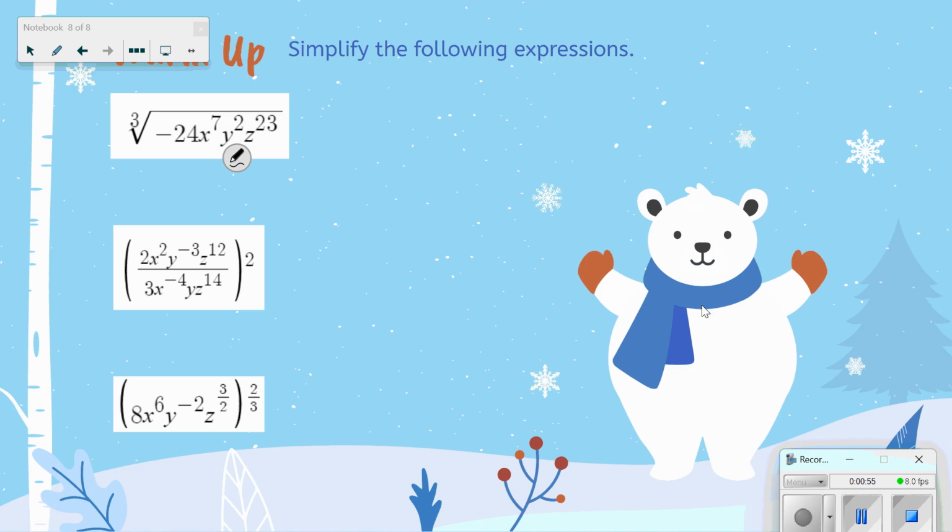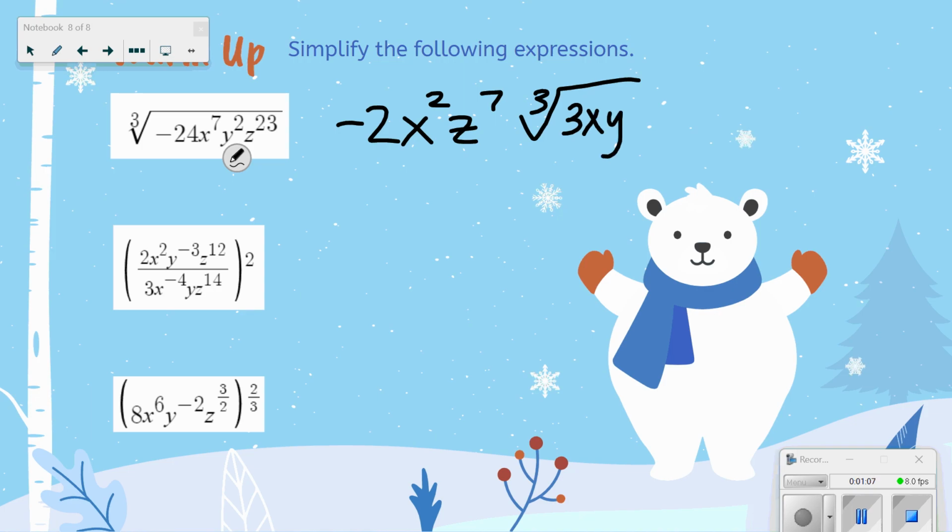Anyone want to help us out? Tell us what we got. What did you find, Morgan? Negative 2x squared z to the 7th cube root of 3xy squared z squared. All right, how does that sound with everybody? Look okay? Questions with that one? Remember with your cube root, you're thinking about it like division, groups of 3. It's how we got those exponents outside of what was left over underneath our radical.